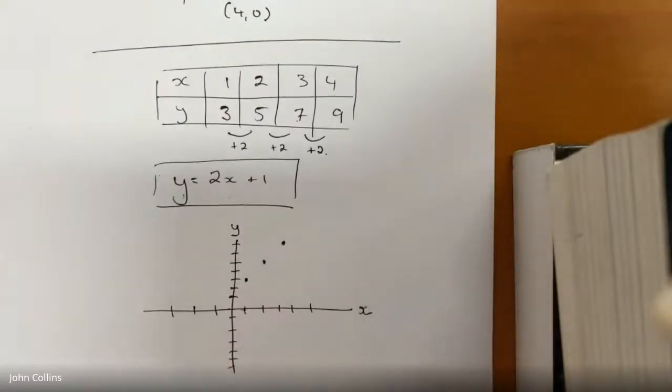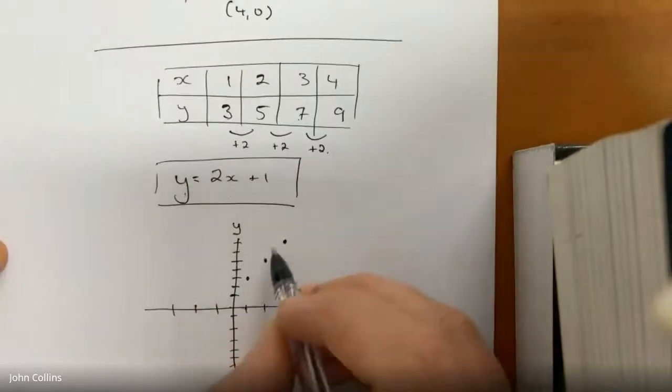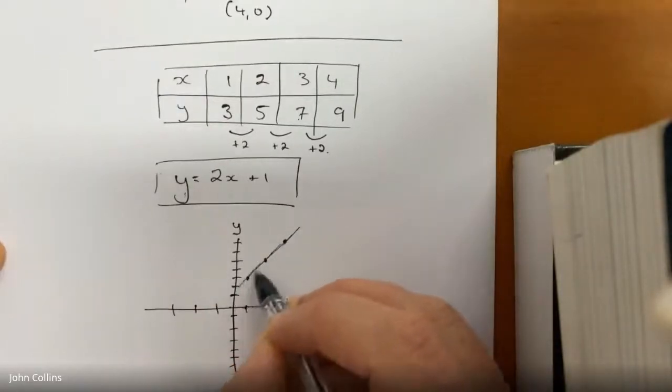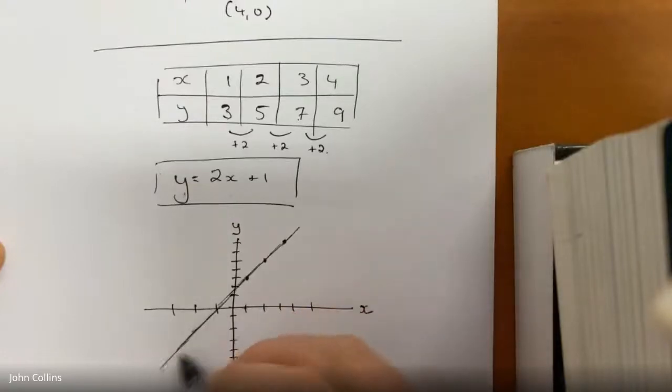And what are these dots forming? Anyone write in the chat what the dots are forming? It's a line. Thank you for that. It's a linear relationship. These have a linear relationship. I can join them together and form what's called a linear relationship.